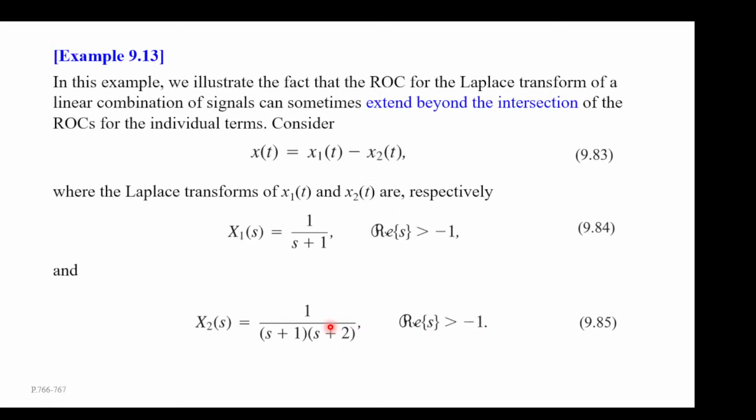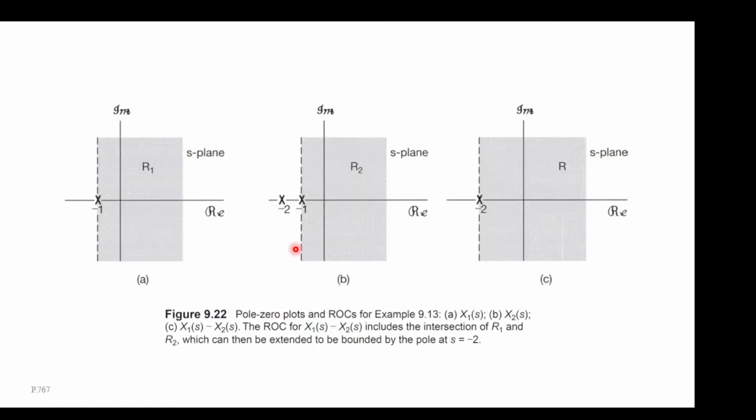Okay, so let's just see a very easy example. We have x of t equal to x1 of t minus x2 of t. And then we write down the Laplace transform. Big X1 is 1 over s plus 1, with ROC real part of s bigger than minus 1, and X2 is 1 over (s plus 1)(s plus 2), with ROC real part of s bigger than minus 1. So this has a pole at minus 1, and this has poles at minus 1 and minus 2. And we see that those are the ROCs that we expected for rational functions, bounded by poles and infinity.